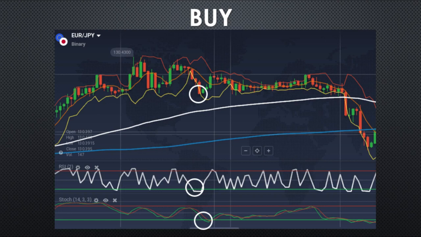Now, if the white EMA moving average is above the blue SMA moving average, it means that the market is going to trend upward. Then we are going to carry out upward operations, that is, buy. Also, the moving averages should be separate from each other and separate from the candles. Now, we have to wait for a candle to cross the lower Bollinger Band, for the RSI to enter the oversold zone, that is below the green line, and for the stochastic oscillator to also enter the oversold zone below the green line. And as I told you before, their lines must cross, and in that case we will make a purchase.